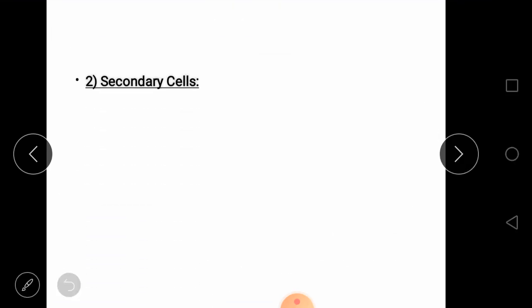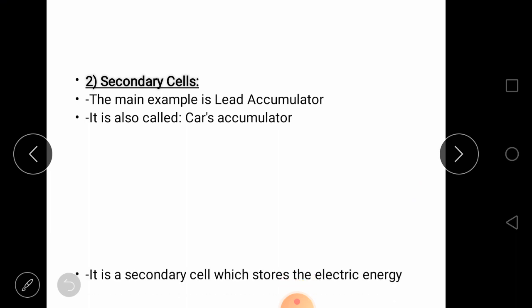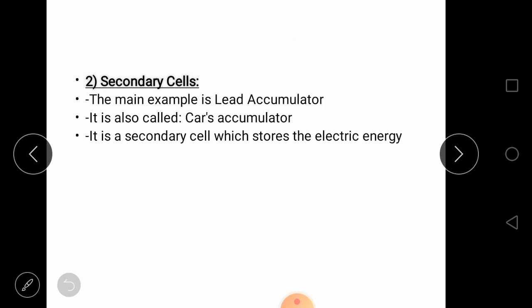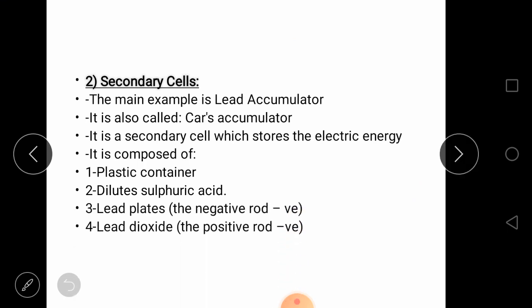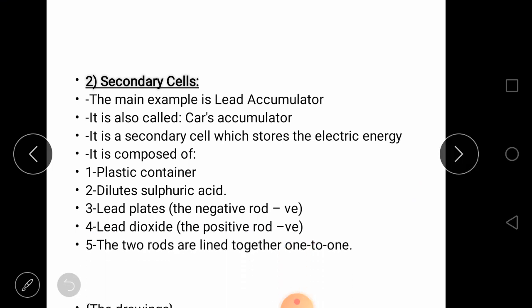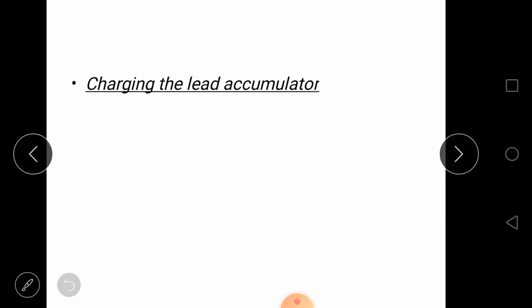The secondary cells can be recharged again and again, and the primary cells cannot be recharged, as we know. Here the lead accumulator is the main example. It's composed of a plastic container, dilute sulfuric acid, lead plate, and lead dioxide. Here the two rods are lined together one to one. So this is the drawing. You can check the book because we have technical problems here.